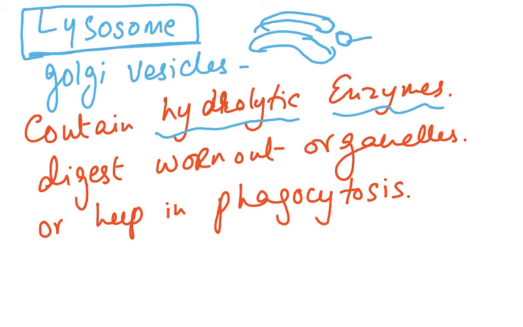Basically, they're present in cells to digest worn out organelles. For example, if a mitochondrion is degraded or is not able to function properly, it needs to be digested. You can't just throw them out, there's no dustbin in the cell, so they have to be digested, and they're converted from polymers to their monomers. Also, lysosomes are used in phagocytosis, which you study in the last chapter, on immunity.